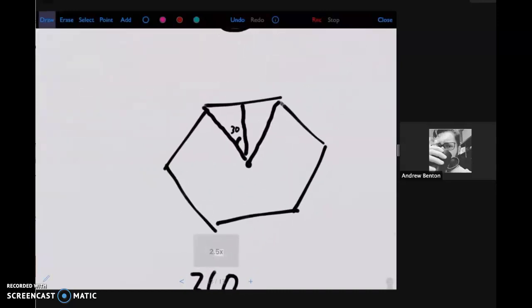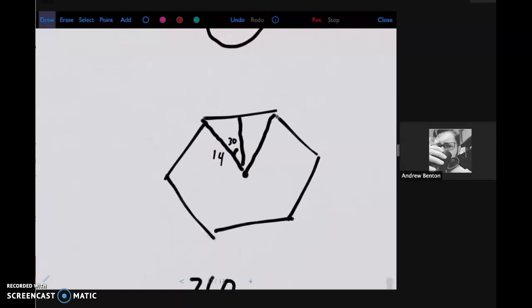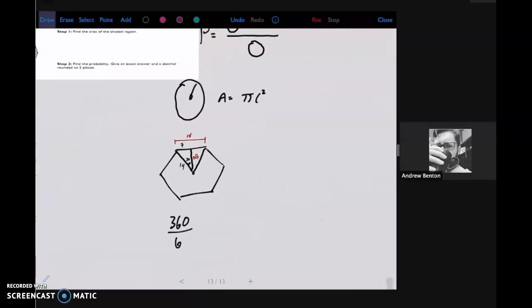So we know the radius was 14. We're going from hypotenuse to short leg, so that means that the short leg has to be 7, which means the whole side has to be 14. And then the apothem is going to be 7 root 3, because we're going from the short leg to the long leg. So the area of the hexagon is going to equal 1/2 the apothem, which we know is 7 root 3, times the perimeter, which is going to be 14 times 6.